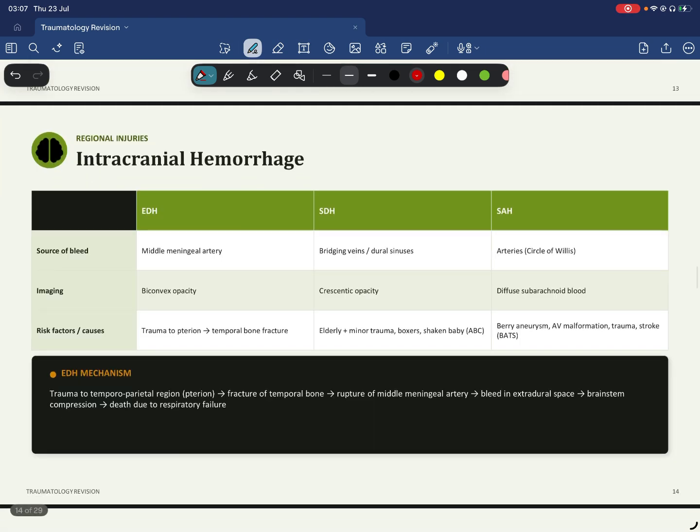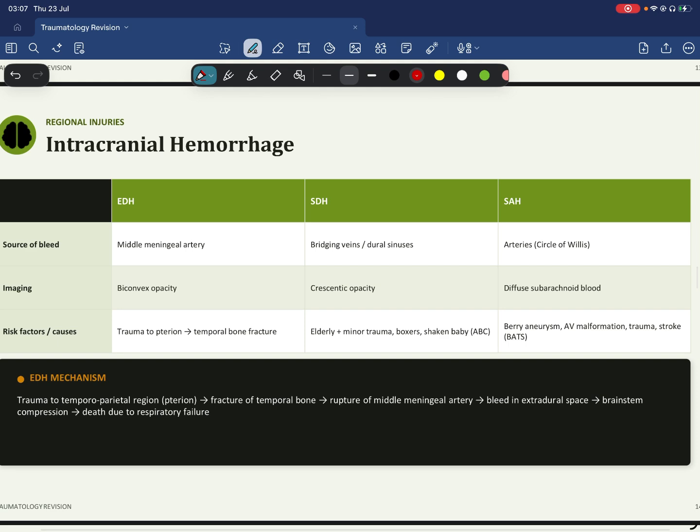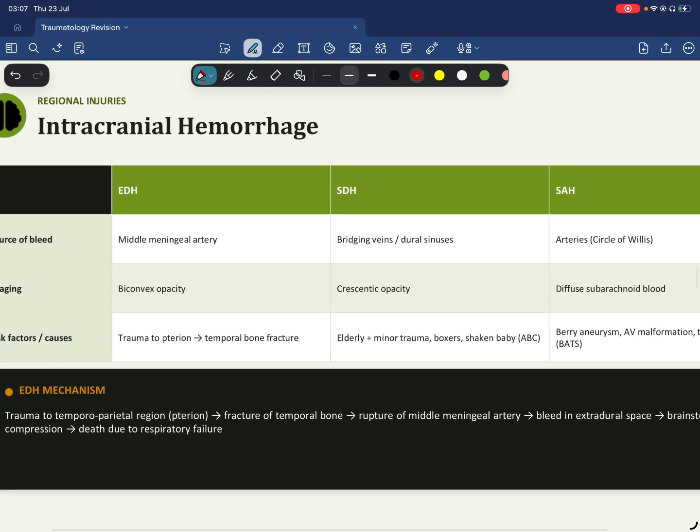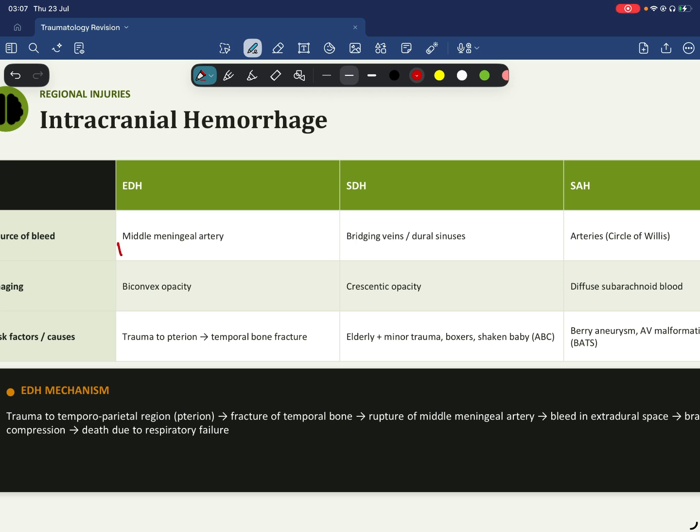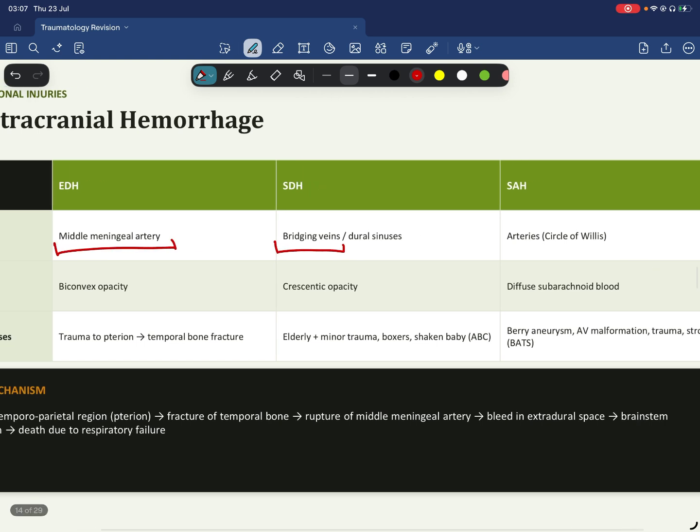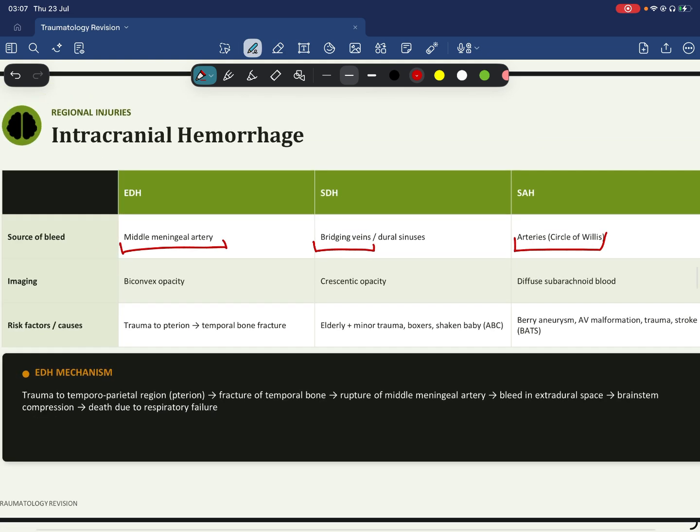Intracranial hemorrhage. We have three main types: extradural, subdural, and subarachnoid hemorrhage. Most common source of bleed in extradural hematoma is the middle meningeal artery. It is usually bridging veins in subdural hemorrhage, and it is arteries of the circle of Willis in subarachnoid hemorrhage.